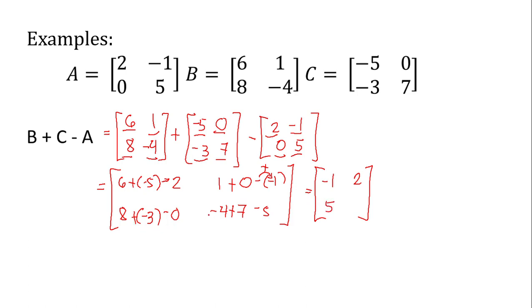Then we have negative 4 plus 7 is 3, minus 5, which is negative 2. So this is our B plus C minus A. Okay, so those are examples of matrix addition and subtraction.